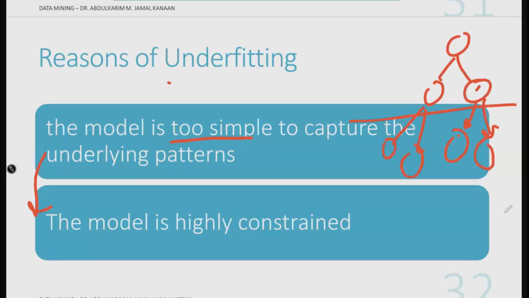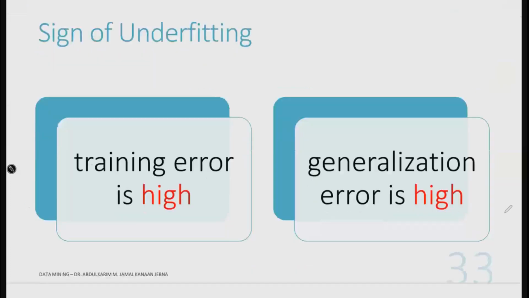Or maybe I reduce the number of iterations. Maybe the model needs to do revision many times in order to capture the pattern, but then I say you can only train one time on these materials. You don't have a second chance to look at the materials. Anyway, so we put some restriction.